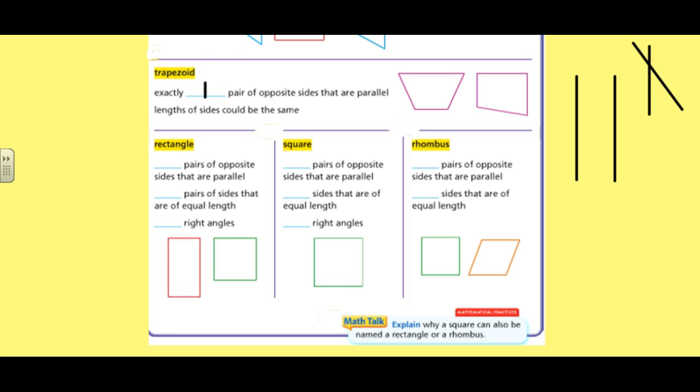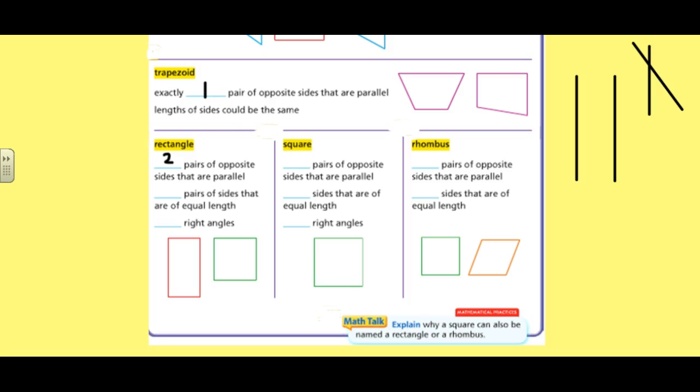Now I'm going to take those away. If I were to do the same thing over here, would these opposite sides ever touch or ever meet? And the answer to that is also no. So for a rectangle, there are two pairs of opposite sides that are parallel. So you need to write that on your paper.